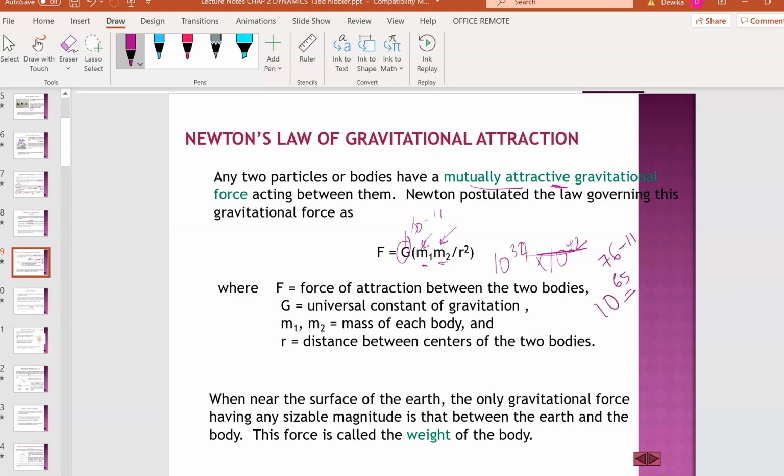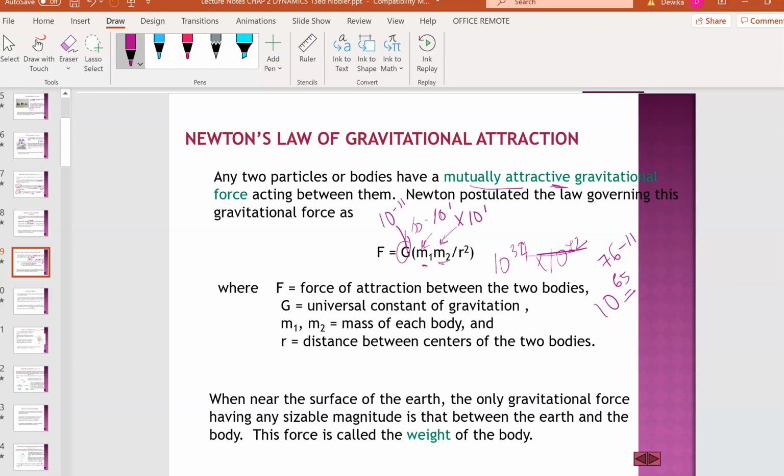Let's say you take my mass, 10 to the power of 1, multiplied with your mass, 10 to the power of 1. That's just 10 to the power of 2, multiplied by 10 to the power of negative 11. That's the reason why we don't have any noticeable attraction, like you don't cling to me or I don't cling to you. Otherwise, for planets, then yes.